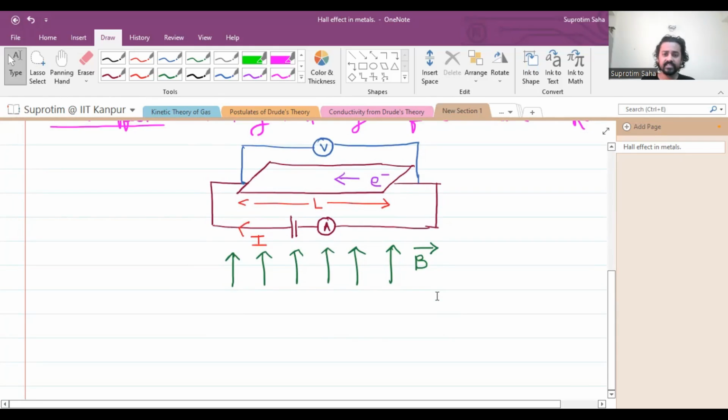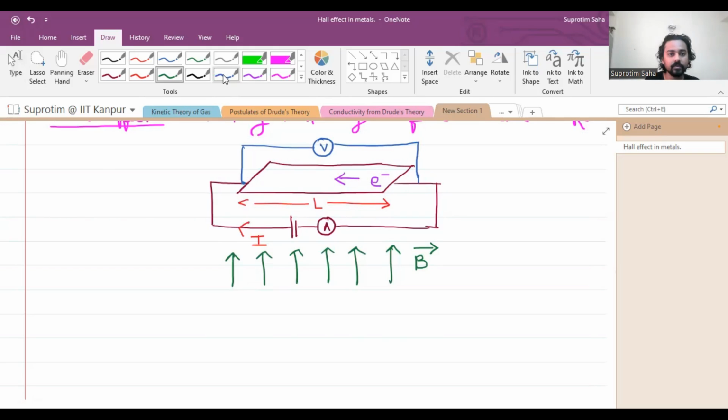So this is the basic experimental setup for sensing the Hall effect. All right, so what will happen if you apply a magnetic field? In the previous lectures, we have already talked so much about the application of an electric field. We derived the conductivity from Drude's model, rho is m by n e squared tau. So we derived that, but the magnetic field was not there. Now you apply a magnetic field, and what will happen?